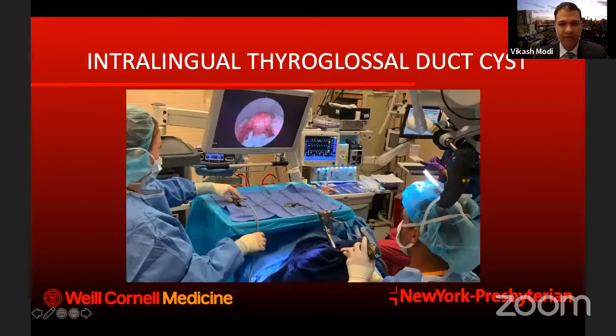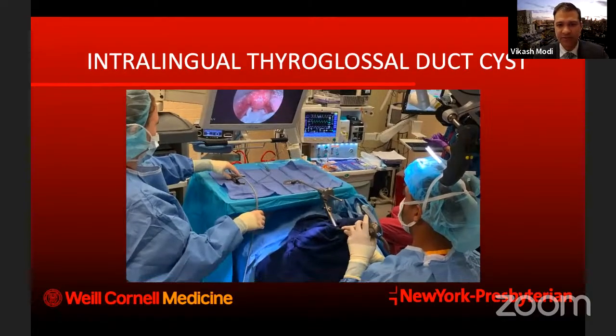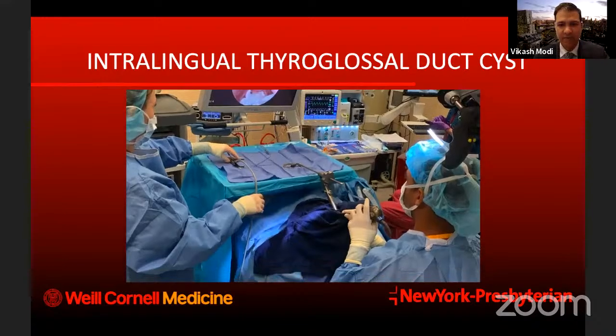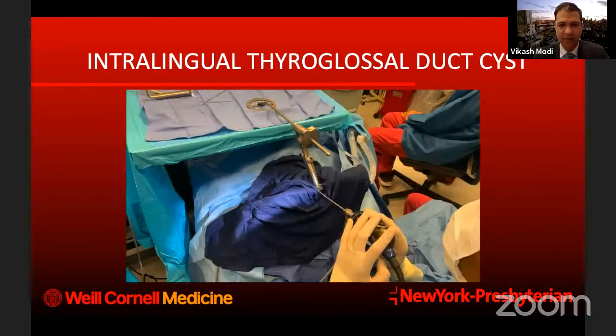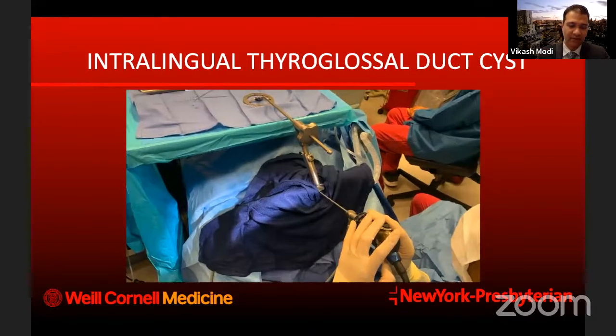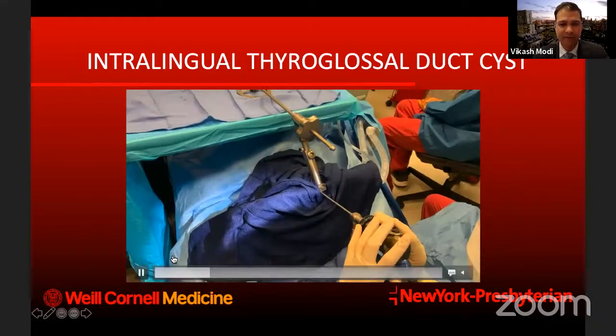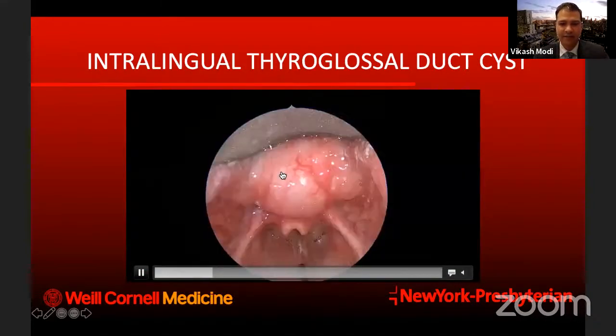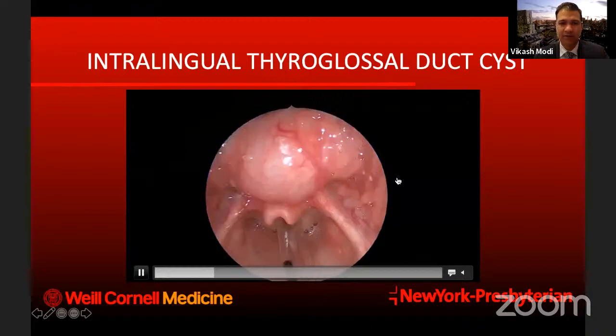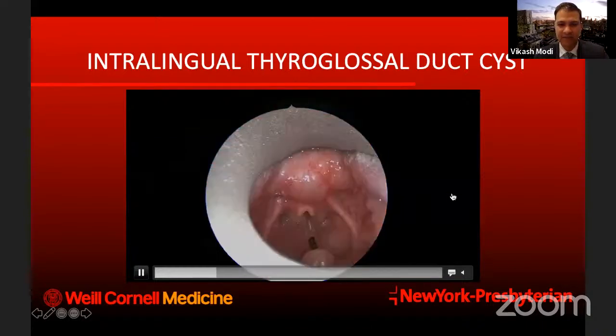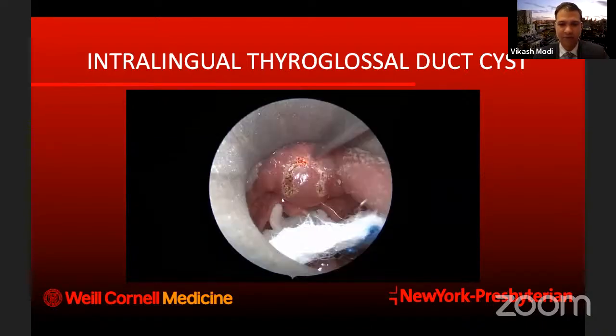We'll sort of go over the video. You always want to make sure you have laser safety precautions. Even in these cases, I used to like to use a Hopkins rod telescope. You can put that inside the laryngoscope, or you can put that outside the laryngoscope with a 30-degree view. And here it is. It's the intralingual thyroglossal duct cyst sitting at the foramen cecum. We'll cover the endotracheal tube with a wet pledget.